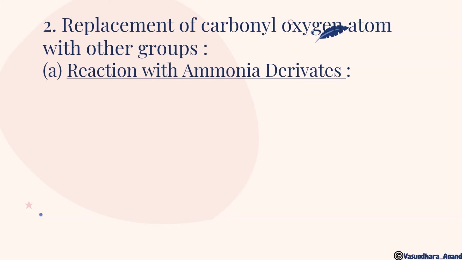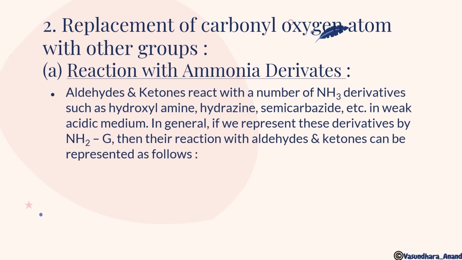Now the next thing is replacement of the carbonyl oxygen atom with other groups. How the oxygen will be replaced by other groups. First we will do it with ammonia derivatives. NH3 is ammonia. If I replace one hydrogen of ammonia by any other group, it will be considered an ammonia derivative. Aldehydes and ketones react with a number of ammonia derivatives such as hydroxylamine. In hydroxylamine, one H of ammonia is replaced by OH. So this will be NH2OH, hydroxylamine.